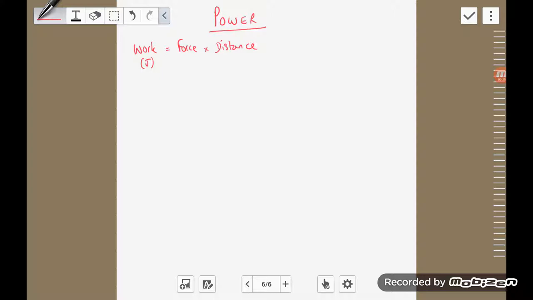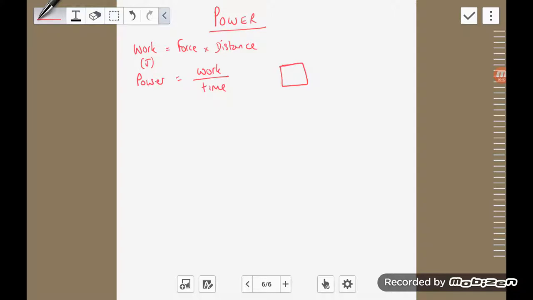And you can imagine a really short, sharp punch from a heavyweight boxer. Bang! Loads of power. Whereas if that heavyweight boxer took that energy and just pushed someone slowly backwards, there'd be much less power because it takes much longer. And so our equation for power equals work over time.